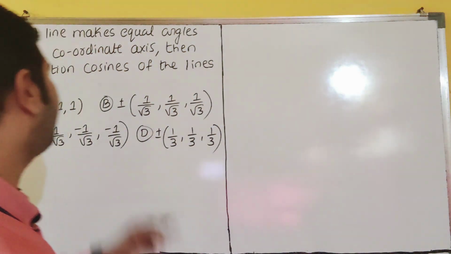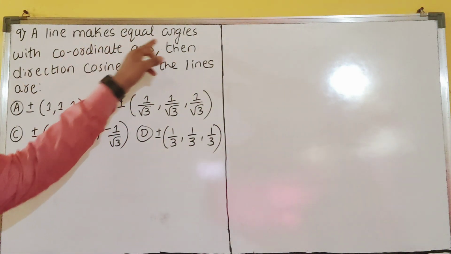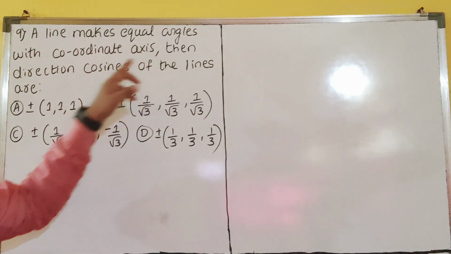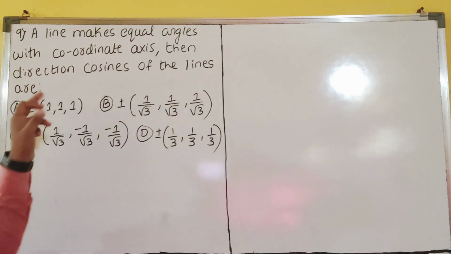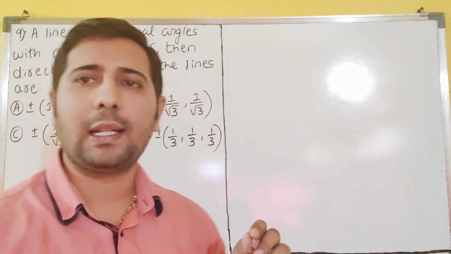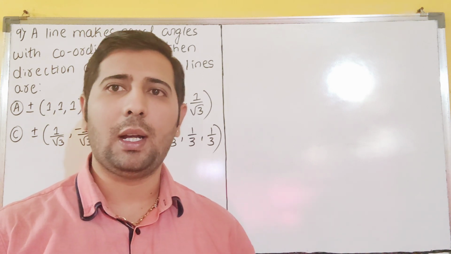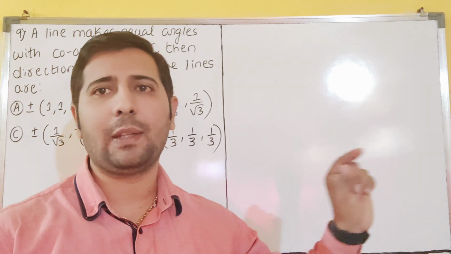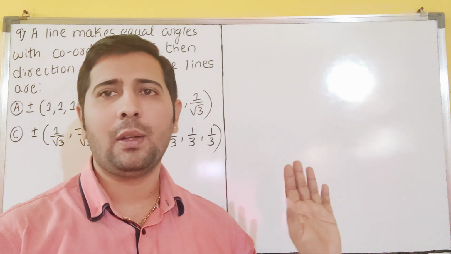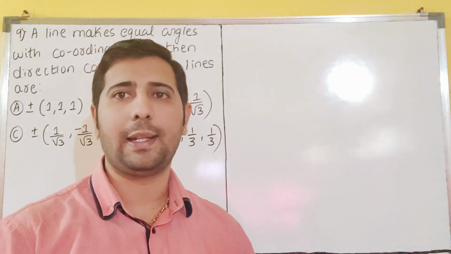Question number 9. A line makes equal angles with coordinate axes. Then direction cosines of the line are. So here it is clearly mentioned, dear students. Clearly they are saying, I mean the line is making what? Equal angles with what? All the axes, dear students, coordinate axes.